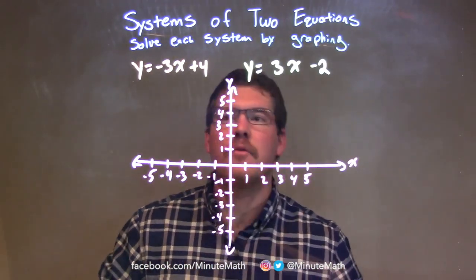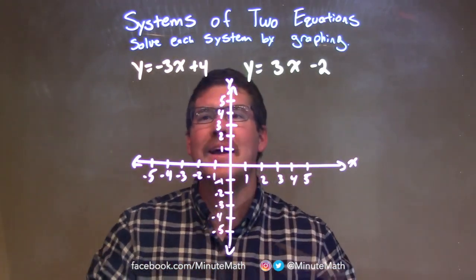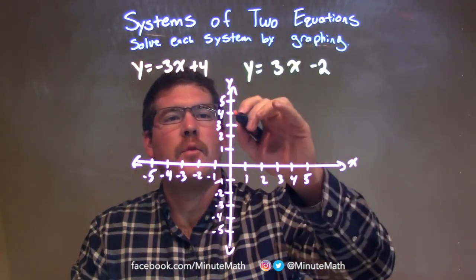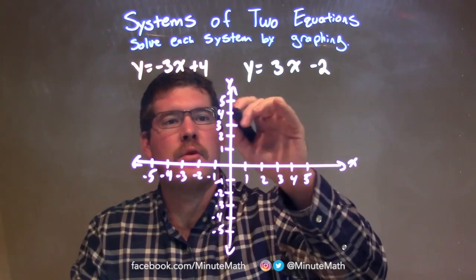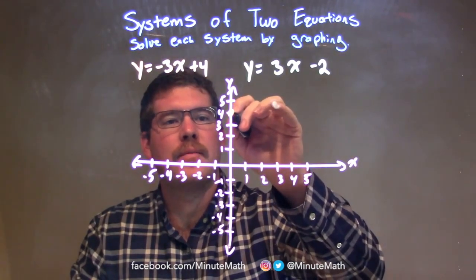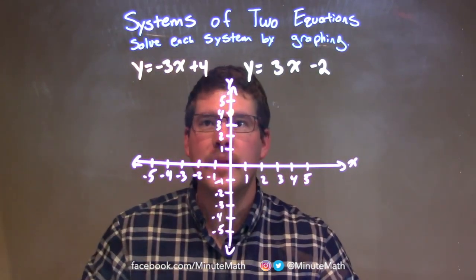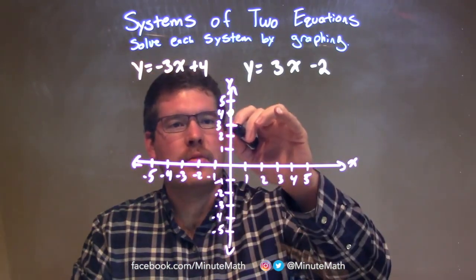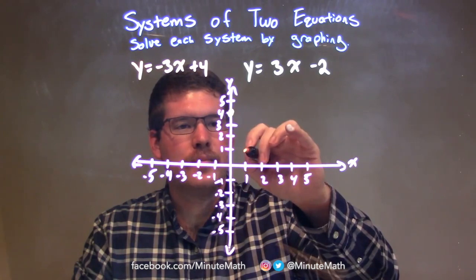Well, let's graph the first one, our yellow equation. Y equals negative 3x plus 4. So we're going to start at 4, right? Our y-intercept is that 4 value. So we start at 4, put a point right there. Okay? We start at 4. Now we have a slope of negative 3. So we're going to go down 3 units, 1, 2, 3, over 1 unit.